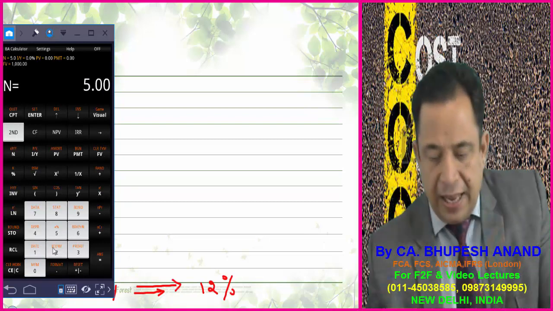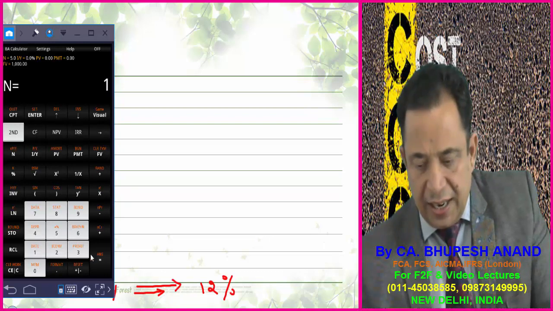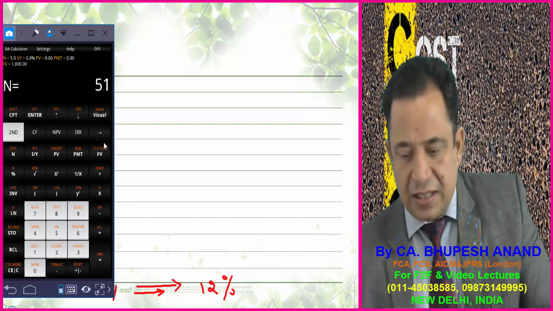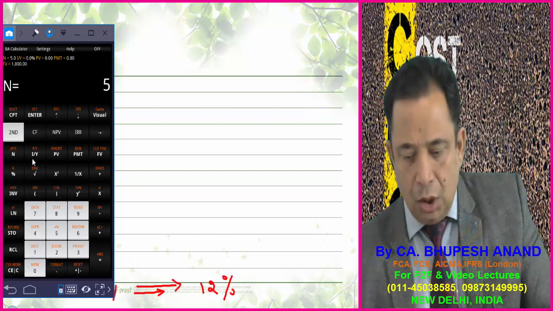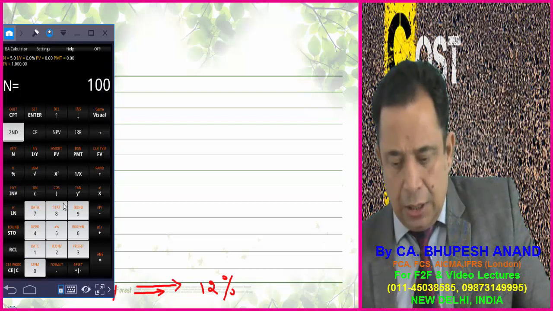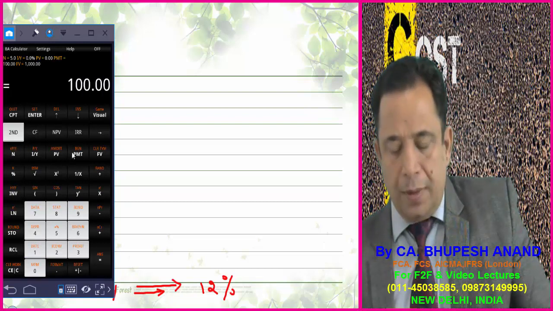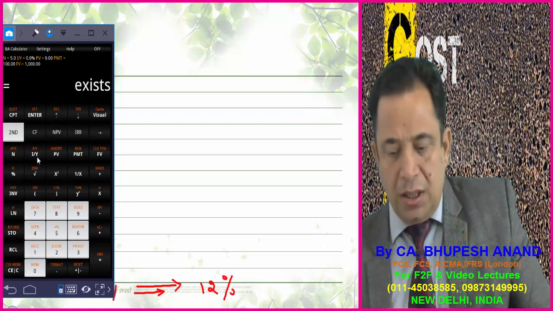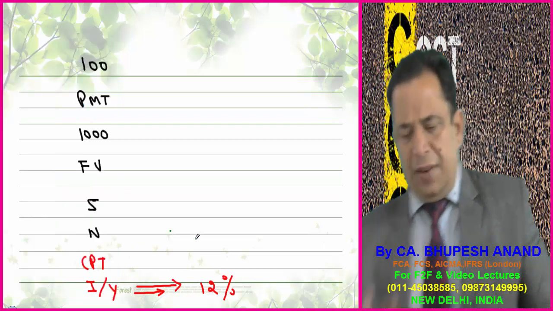5 as N and 100 as, so you're not accepting that. N is 5, okay, enter, and 100 as equal payment. So I have to compute how much is IY. Again, some software problem is there. So no problems. I have written the steps here also.